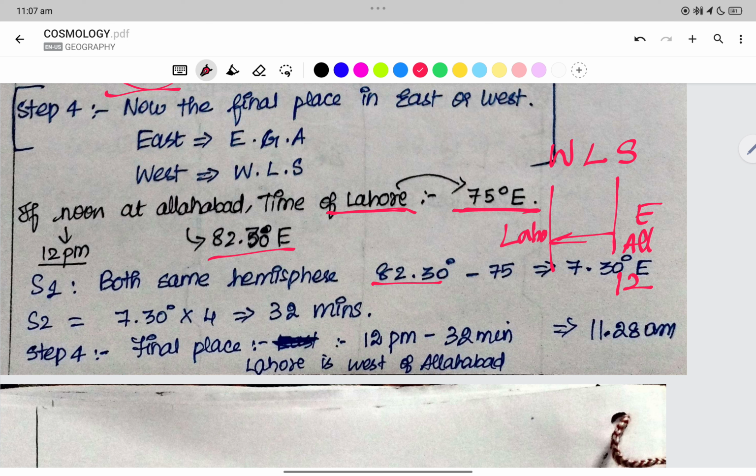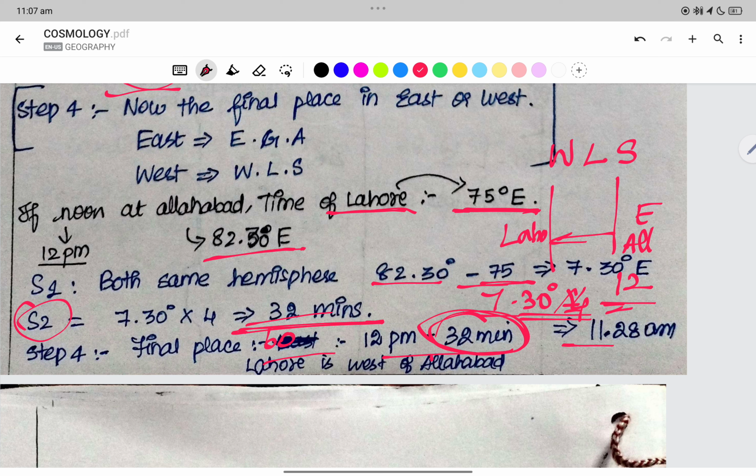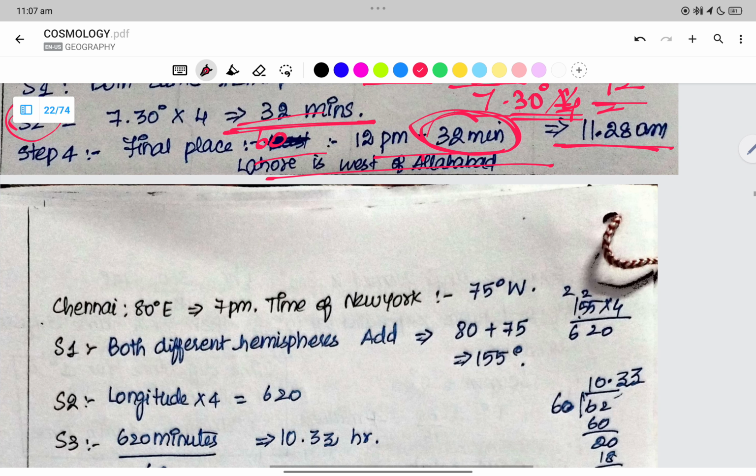So if it is 12, we first subtract 82.30 minus 75, which is 7.30. 7.30 into 4 gives the minutes, right? 32 minutes. 32 divided by 60 gives the hours. 12 p.m. minus 32 minutes is 11.28, the time at Lahore.